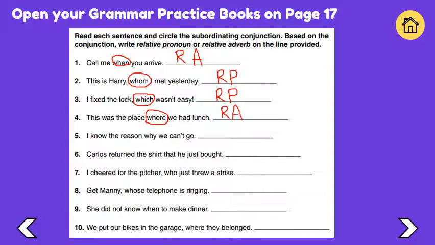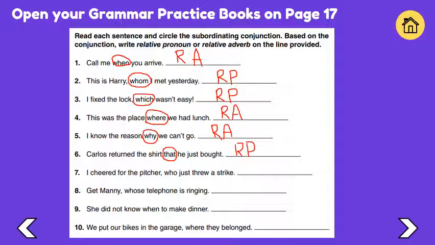Relative adverb. 5, I know the reason why we can't go. Why is the subordinating conjunction, and why is a relative adverb. 6, Carlos returned the shirt that he just bought. That is the subordinating conjunction, and that is a relative pronoun. It relates to a pronoun.